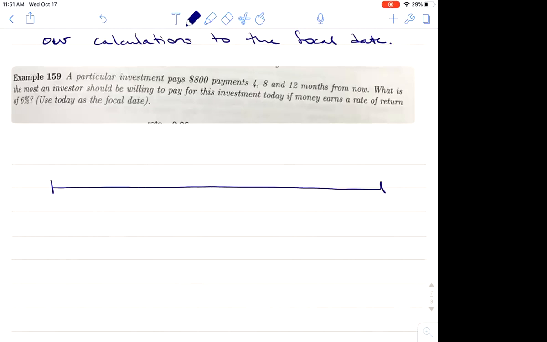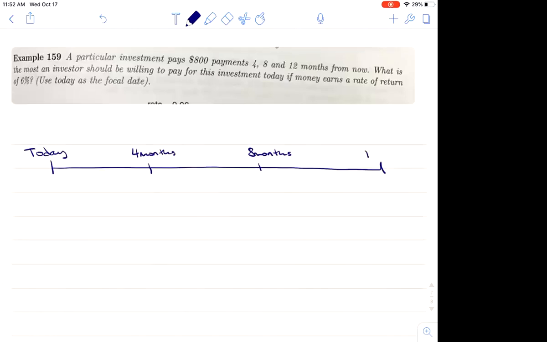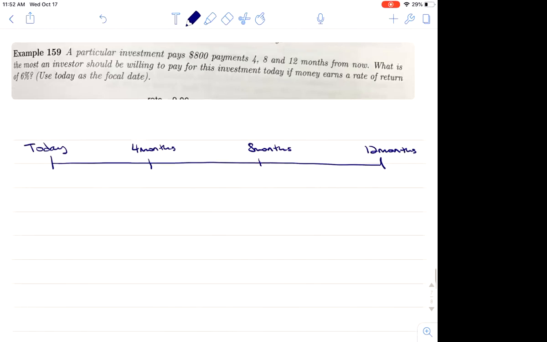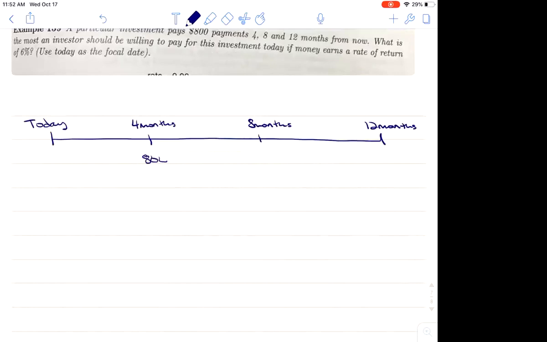So start with our basic timeline. We've got today, and then we've got payments for 4, 8, and 12 months from now, right? So I need 2 more ticks on here, 1, 2. So here's 4 months, 8 months, and 12 months from today. So at 4 months, I get $800. At 8 months, I get another 800, and at 12 months, I get another 800.